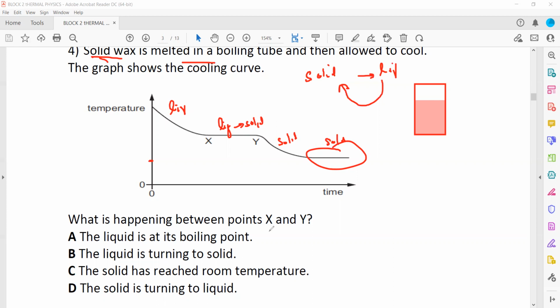So what happened between point X and Y? As you can see, the temperature is constant, so the liquid is turning into solid. So B is the right answer.